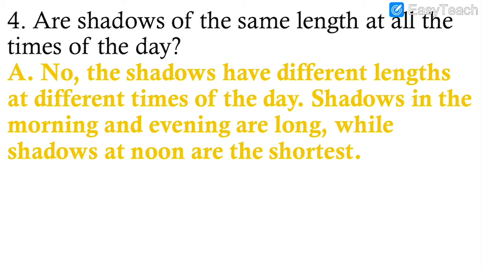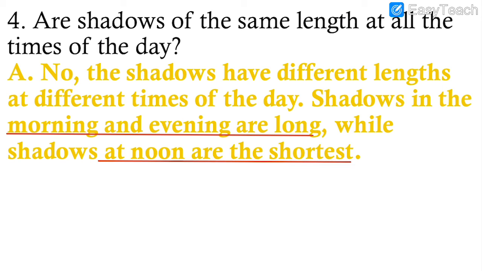Shadows in the morning and evening are long, while shadows at noon are the shortest. So this is the difference. You see, it's not possible that shadows are same all the time of the day. They are different. They are not the same. In the morning and evening, the shadows are long, whereas at noon they are the shortest.